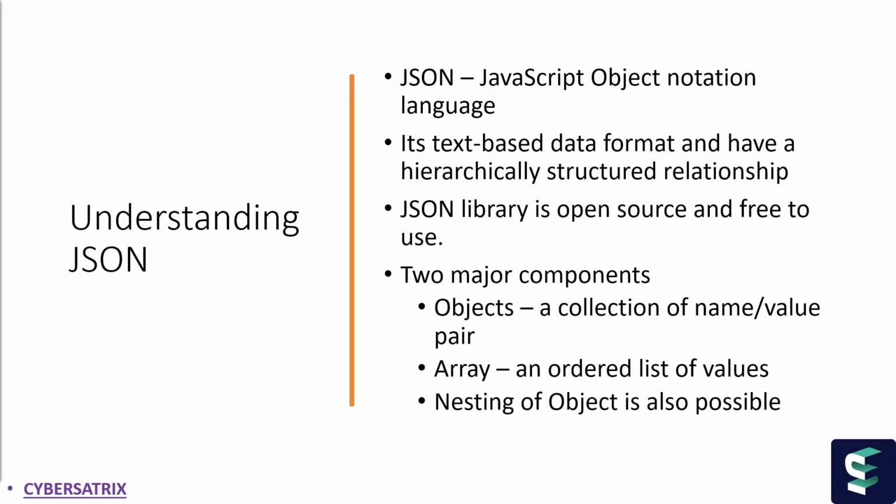So let's quickly jump on to understanding the JSON structure. As I mentioned earlier, JSON stands for JavaScript Object Notation. It is a text-based data format and has a hierarchically structured relationship.